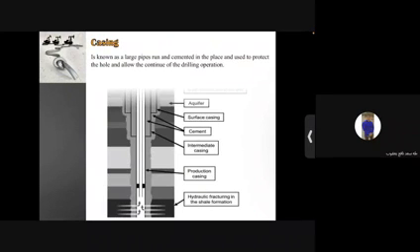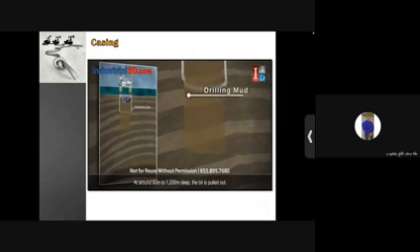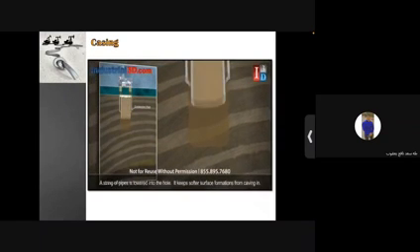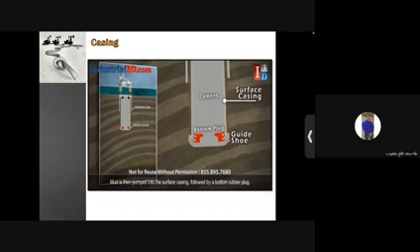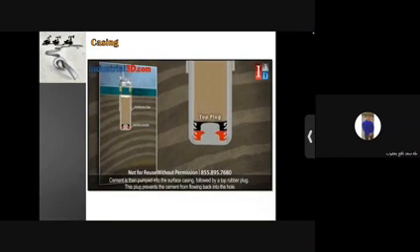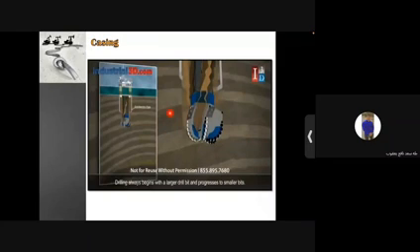The last stage of the drilling process is the casing, which is known as large pipes run and cemented in place and used to protect the hole and allow the continuation of the drilling operation. So, after the drilling process takes place, we need to do what we call casing for every part. As you can see in this video, the casing process is done by lowering tubes in the well and fixing them with cement. And there are 4 types of casing, and they are: number 1, the conductor casing; number 2, surface casing; number 3, intermediate casing; number 4, production casing.